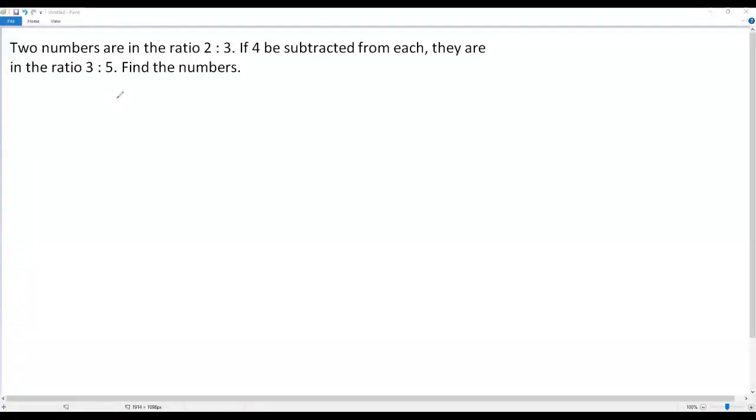Here we have a problem on ratio. Okay, let's go to the question. Two numbers are in the ratio 2 to 3. If 4 be subtracted from each, they are in the ratio 3 to 5. Find the numbers. Okay, before I start solving this question, let me consider an example.